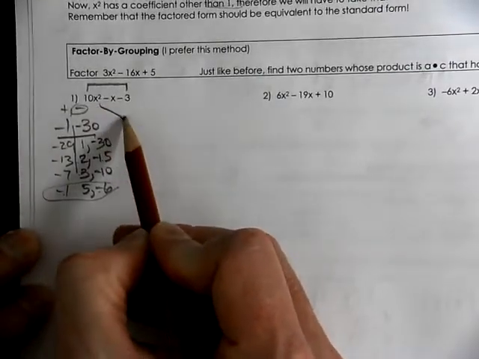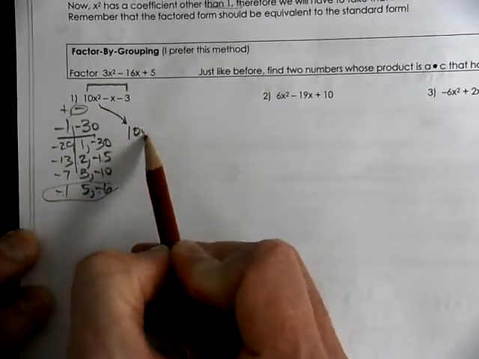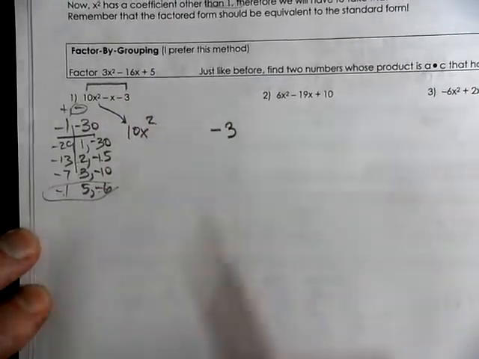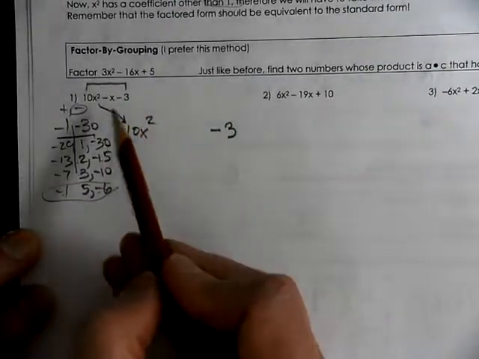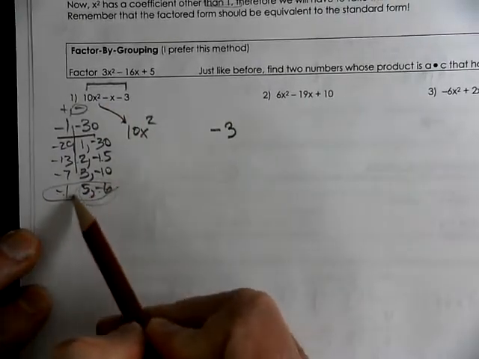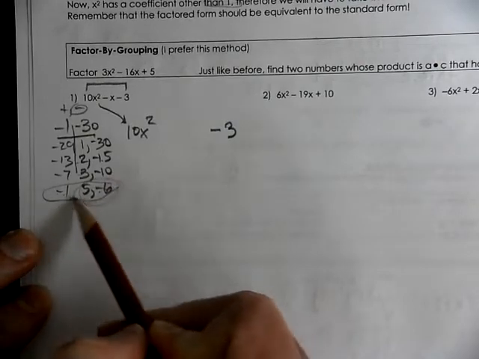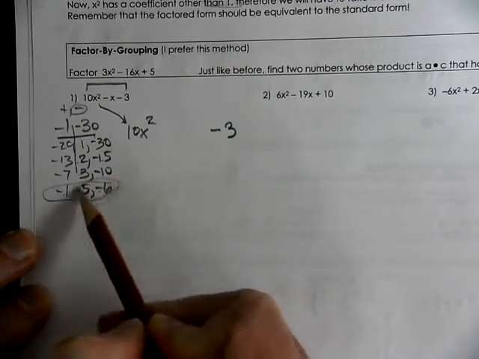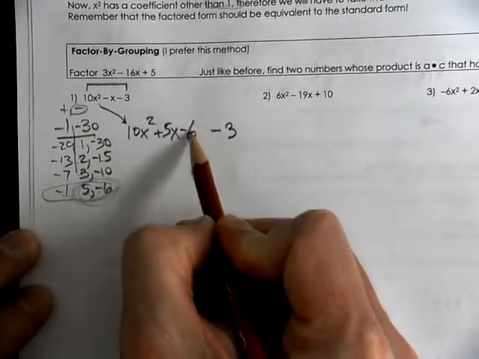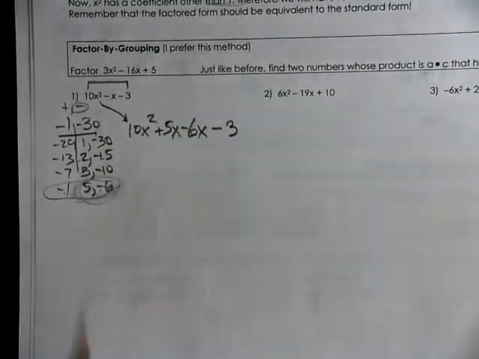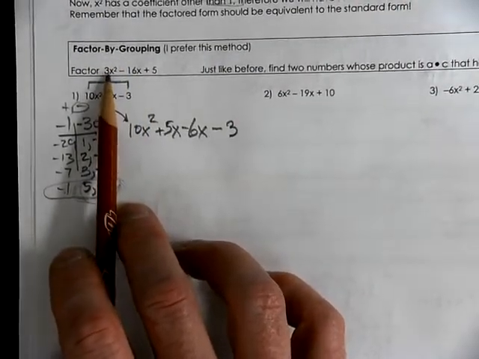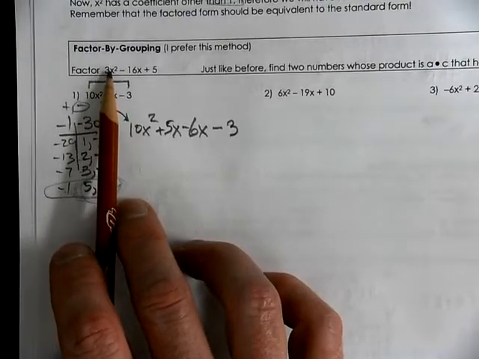So we need to take our first term, which is 10x squared. We need to take our last term, which is -3, and we have to put our 1x in the middle. Our 1x is made up of these two numbers. Do you only do this when A is not 1? This is a method, it's called factor by grouping, and it's used when the leading coefficient is other than 1.